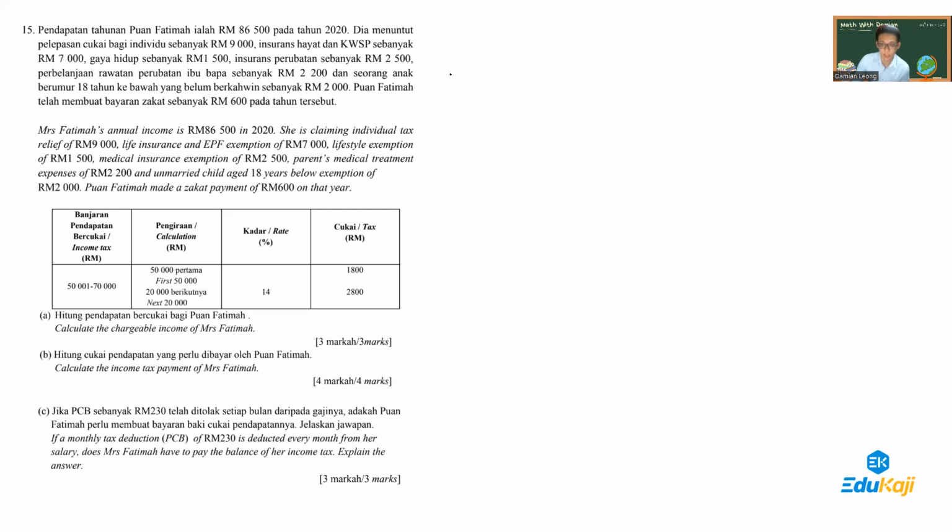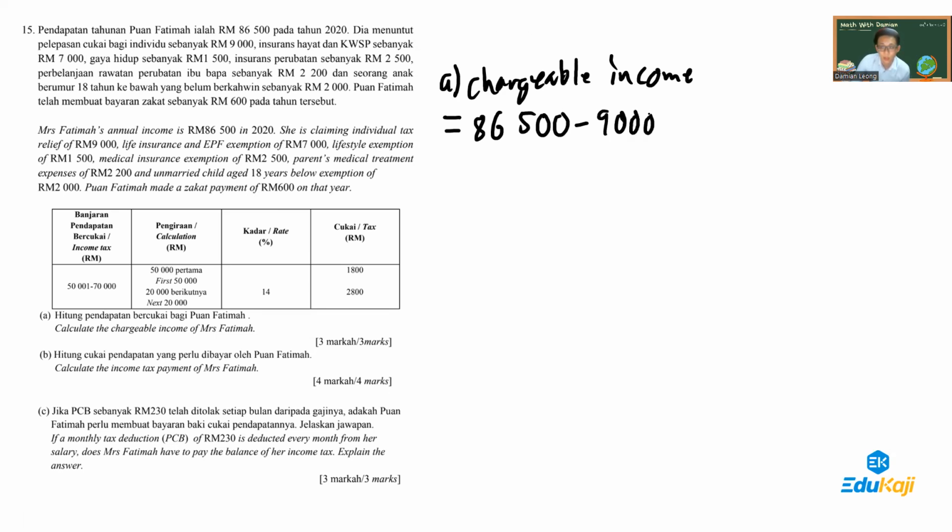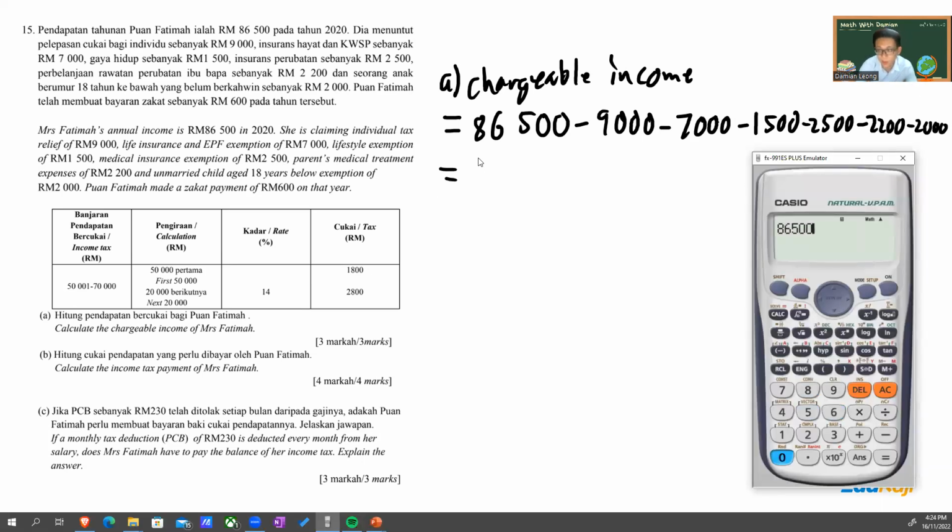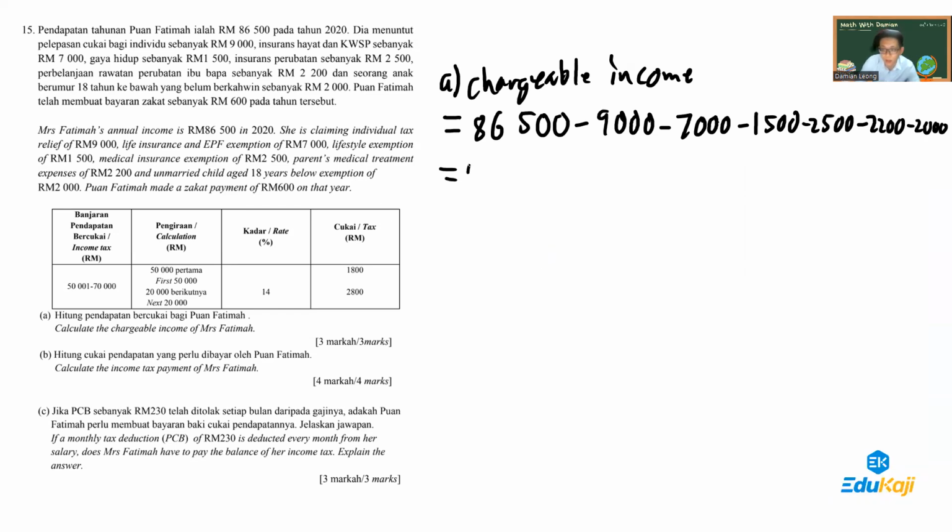So first find the chargeable income. Chargeable income is total annual income 86,500 minus the individual tax relief 9,000, EPF and life insurance 7,000, lifestyle 1,500, medical 2,005, parents medical 2,002, and unmarried child 2,000. 86,500 minus 9,000 minus 7,000 minus 1,005 minus 2,005 minus 2,002 minus 2,000. 62,300 ringgit.